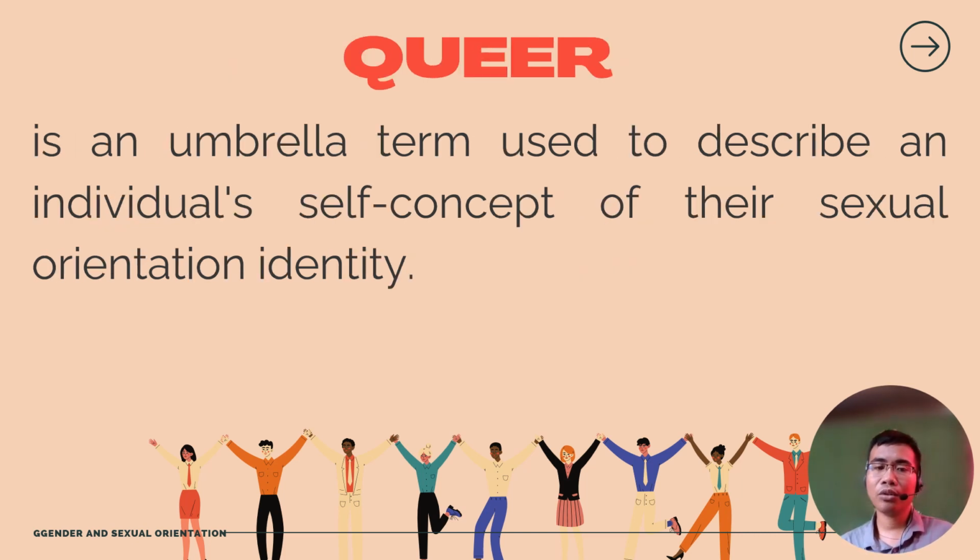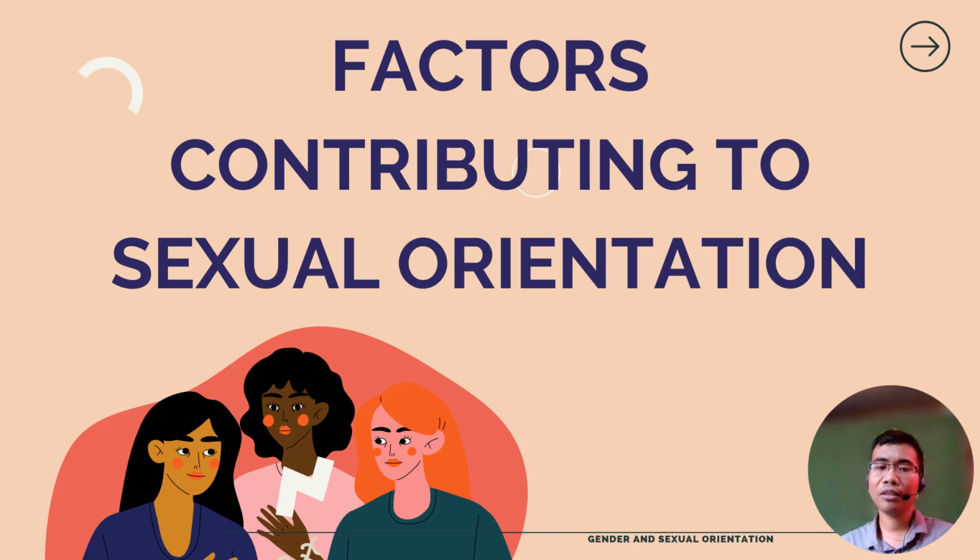Next to that is the queer. Okay, so it is an umbrella term used to describe an individual's self-concept of their sexual orientation identity. Okay, so those mentioned, katong mga asexual, bisexual, gays, lesbian, that refers to a queer. Murag general concept siya of those different categories. Okay? So next to that, what are the factors contributing to sexual orientation? Nganong na-ingana?